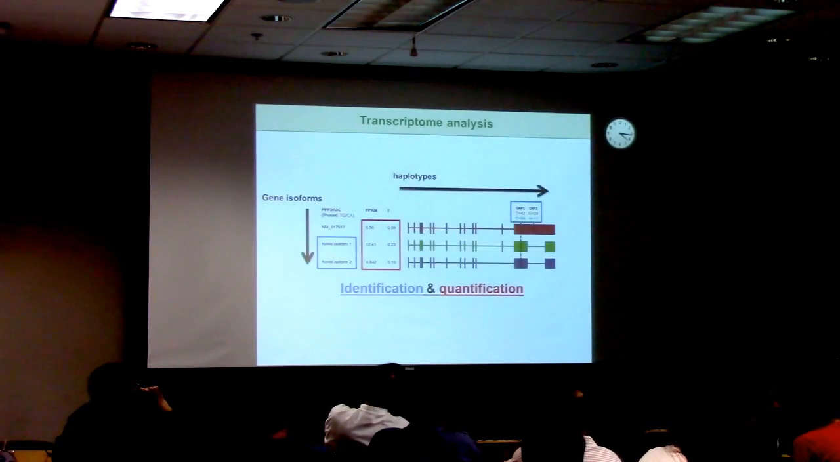Okay, and here's a slide as a conclusion. What we talked about today is the identification and also the quantification of two dimensions of gene transcriptome analysis: gene isoform and haplotype. We need to calculate this value. We need to determine the isoform. We need to determine the haplotype.